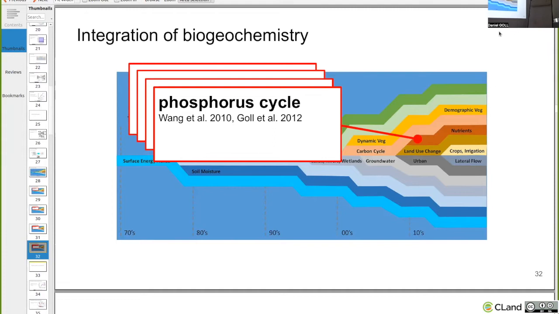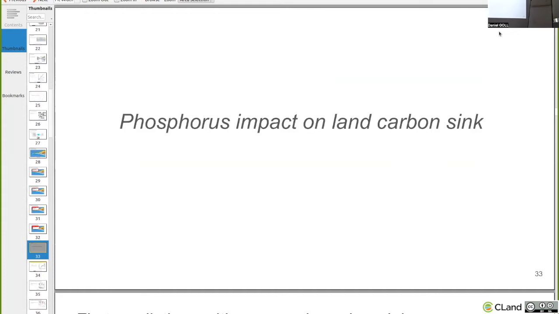And with respect to the inclusion of the phosphorus cycle in such types of models, I did a lot of work. I just highlight you on the first papers I did pioneering this kind of inclusion of the phosphorus cycle. Now I want to show you some of the results which can be derived from applying these models.